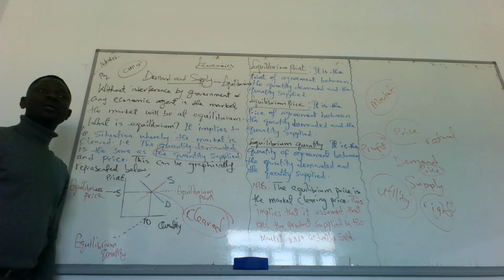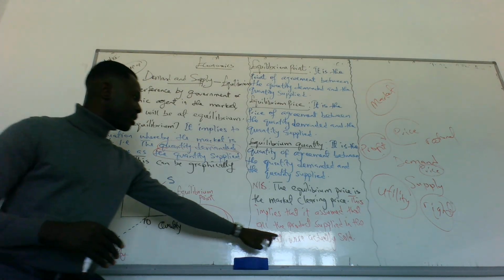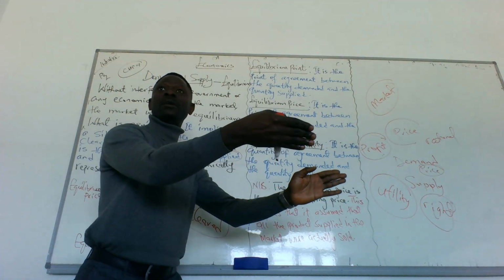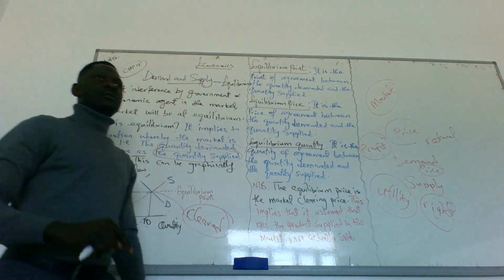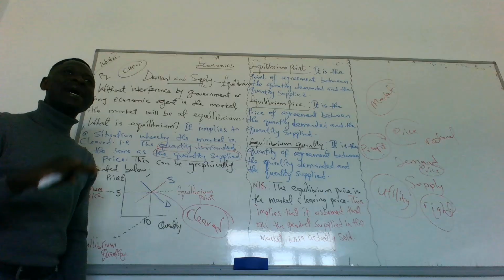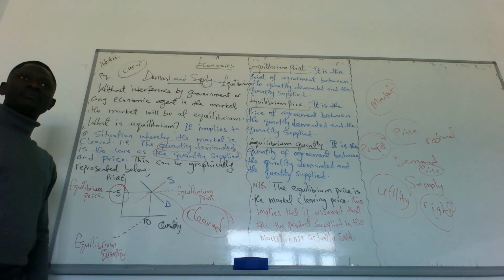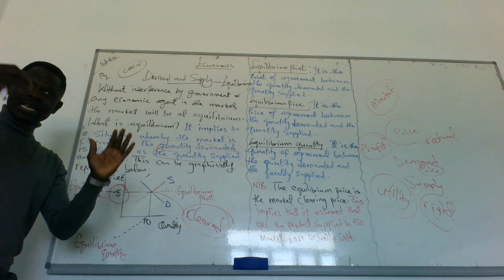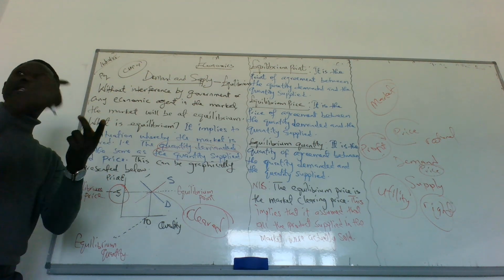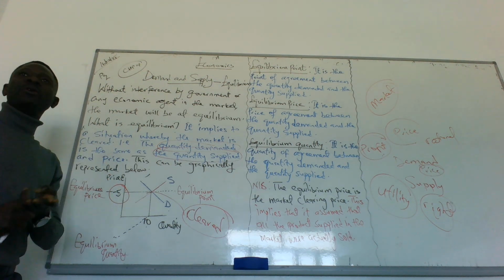What does it mean by clear? It is assumed that all the products produced in the market are sold. We call it the market clearing price. Sold and bought. Yes. That's the market clearing price. So, in equilibrium, we have equilibrium price, equilibrium quantity, equilibrium point.